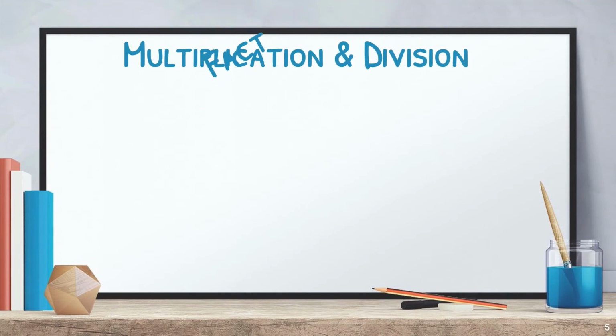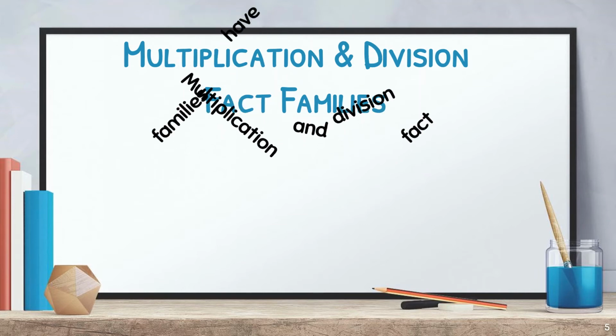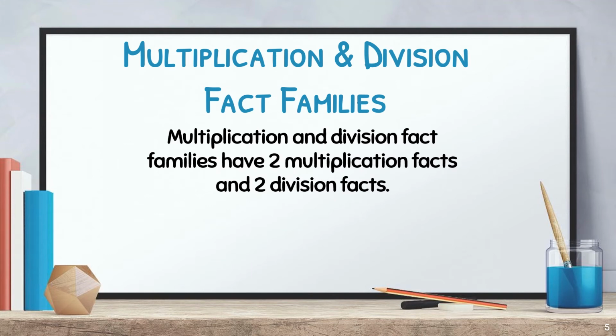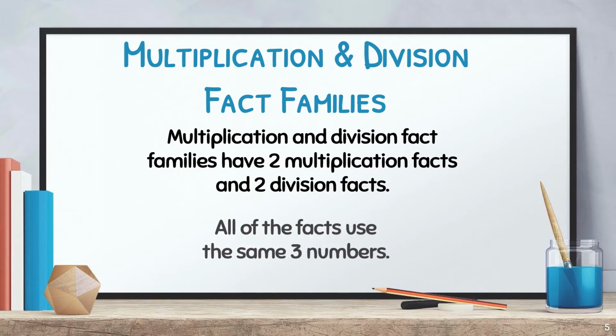Okay, so I told you we have addition and subtraction fact families. We also have multiplication and division fact families. Multiplication and division fact families are just like the other ones, the addition and subtraction. They have 2 multiplication facts and 2 division facts. Okay, so there's 4 facts, 2 of them are multiplication, 2 of them are division, and all 4 of the facts use the same 3 numbers.